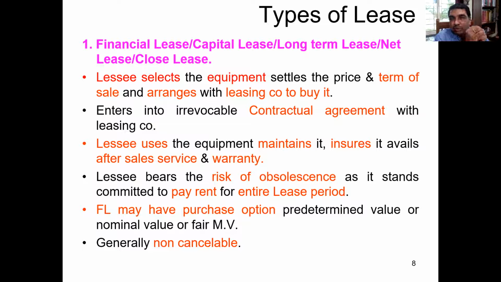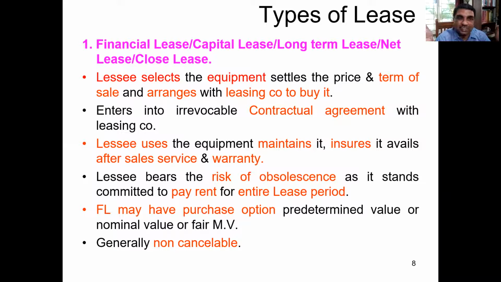Now coming to various types of lease. Broadly, two types of lease are there, but some incidental other types of leases are also there. First one is what we'll be calling the finance lease. That is also called a capital lease, long-term lease, net lease, or close lease. All these are just names, but normally it is understood as the finance lease.